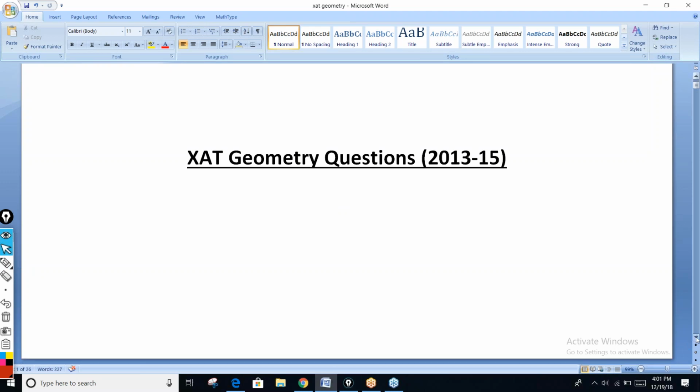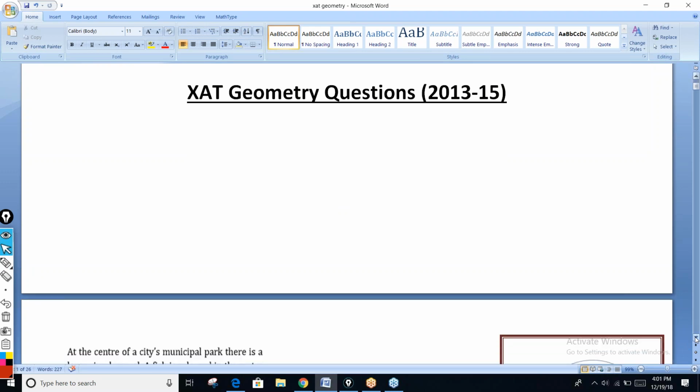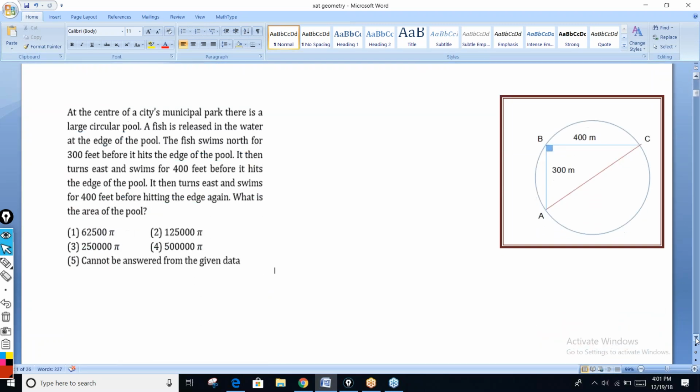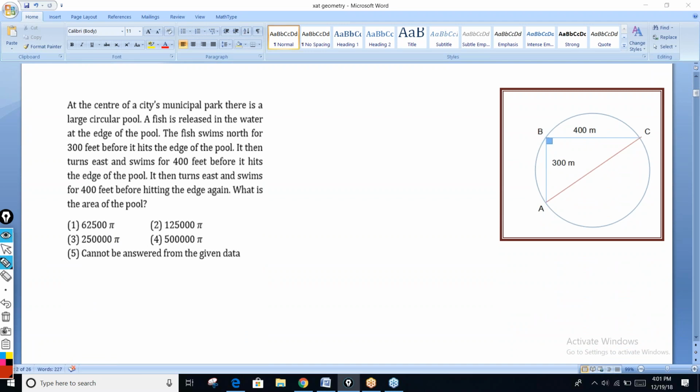As I said earlier also, first try to do it on your own. If you're not able to solve it on your own, then only look for the solution. So this is the first question, 2013. The question says, at the center of a city municipal park, there is a large circular pool. A fish is released in the water at the edge of the pool. The fish swims north for 300 feet before it hits the edge of the pool.